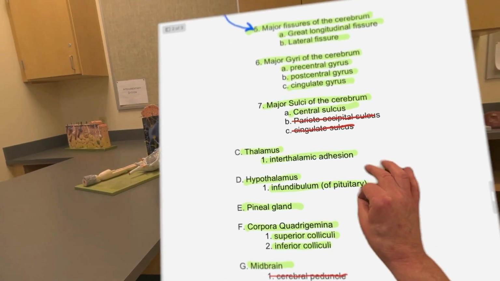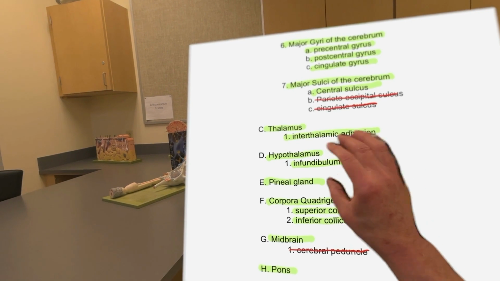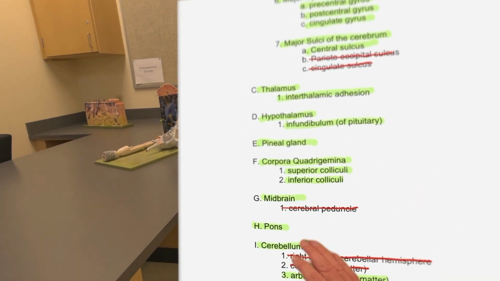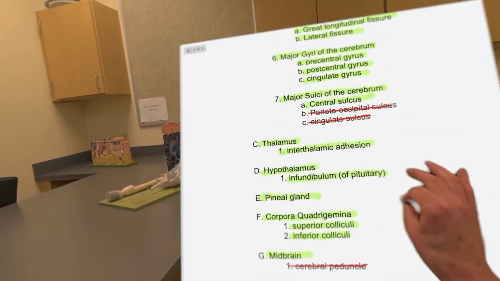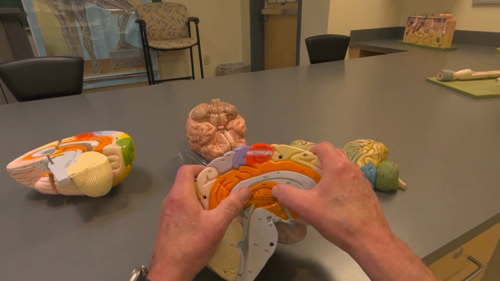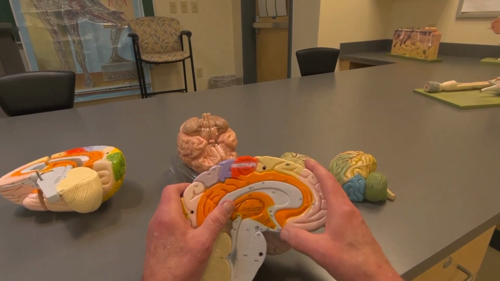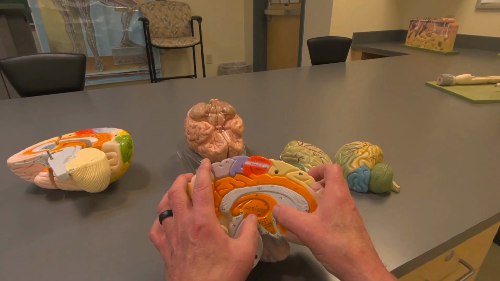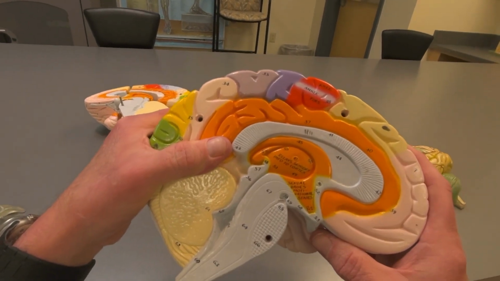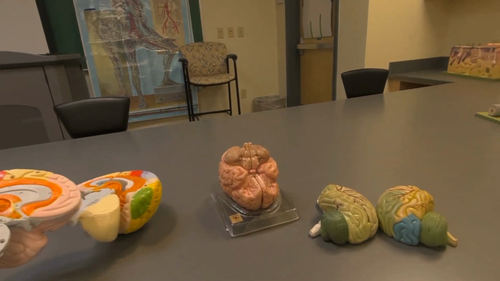Not a big deal. We're going to scroll up, and the next thing we need to find are thalamus, hypothalamus, pineal gland, corpora quadrigemina, midbrain, pons, cerebellum. We got more stuff to find. So let's go find it. On this model, this little football shape right here, that would be the thalamus. And down below here, in kind of a V, we have the hypothalamus. And it even tells you what it does in there. Sexual urges, motivational states, crazy stuff.